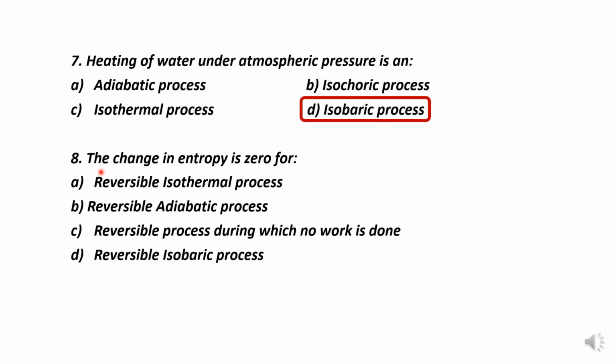MCQ number 8. The change in entropy is zero for a reversible isothermal process, or a reversible adiabatic process, or a reversible process during which no work is done, or a reversible isobaric process. So the change in entropy is zero for a reversible adiabatic process. This is also a very important MCQ.